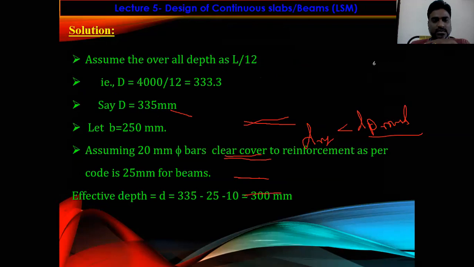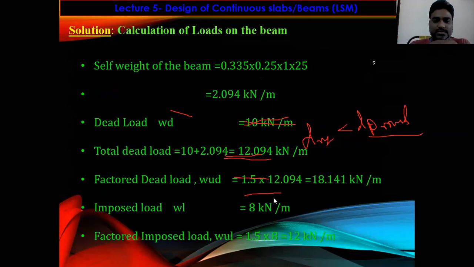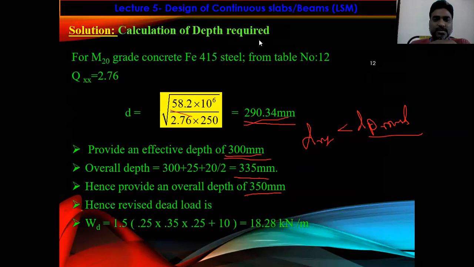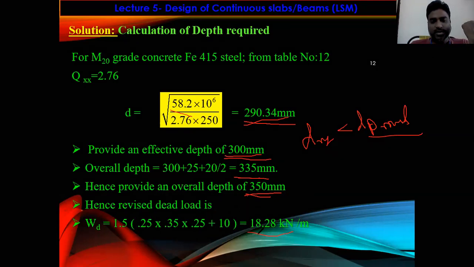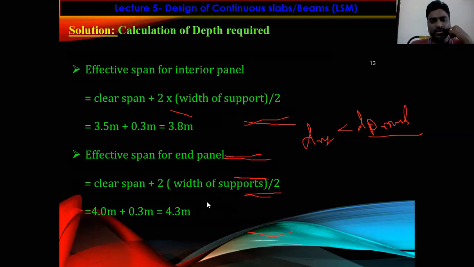So what is this? Yeah, why? Because 335 seems to be a little bit odd, so that is why I am making it 350 as overall depth. So again, you need to calculate the loads, because the self weight will change. Based upon that, you can calculate the loads, and there is no need to check again because there are only small changes.